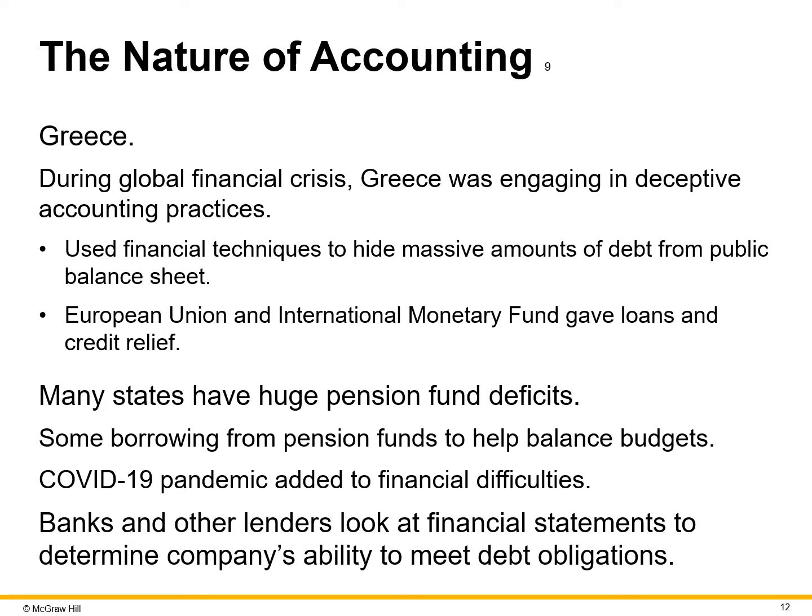Countries such as Greece and even states such as California and Illinois are experiencing debt overload, which came to the forefront during the financial crisis. A corporation's stockholders use financial statements to evaluate the return on their investment and the overall quality of the firm's management team. A poor performance often results in a change in top management. Banks and other lenders look at financial statements to determine a company's ability to meet current and future debt obligations if a loan or credit is granted.